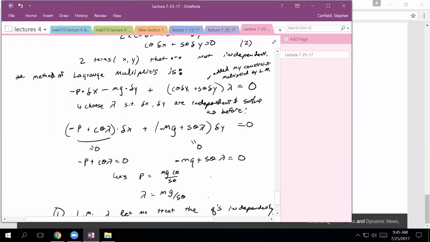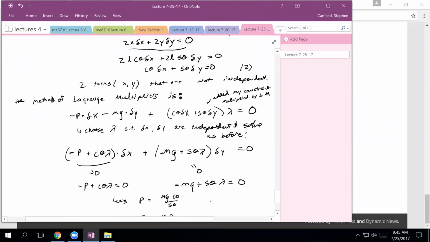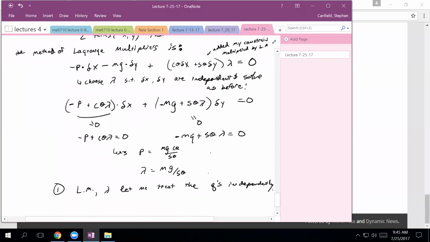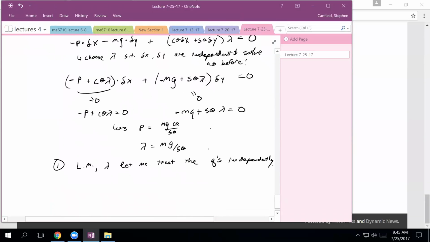I guess it kind of makes sense. I had one constraint. I added an additional term, lambda. So that additional term said, now I choose that such that it's independent. I guess that kind of made sense. It now lets me solve the problem. That's key. But the second thing is, notice that this lambda was multiplied by the constraint.